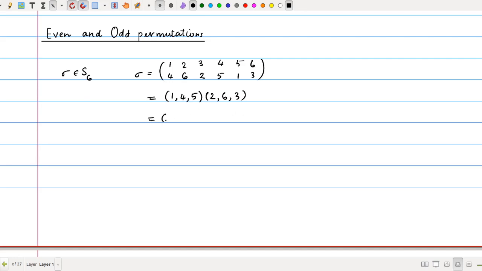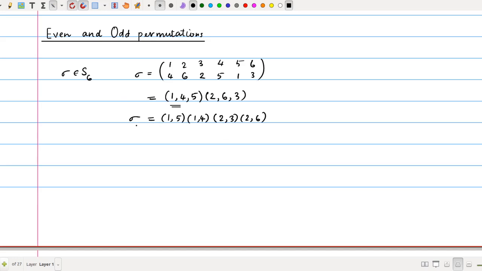and each 3 cycle can be expressed as a product of transpositions. So the first one can be written as (1 5)(1 4). When you multiply these two transpositions, you will get this one. And similarly you can write (2 6 3) as (2 3)(2 6). So now you can see this sigma is a product of 4 transpositions. So this is the way we write sigma as a product of transpositions.